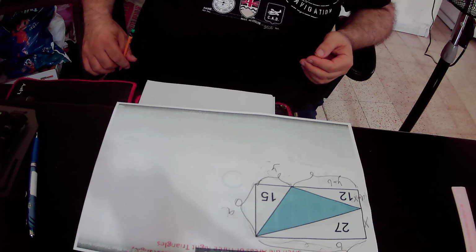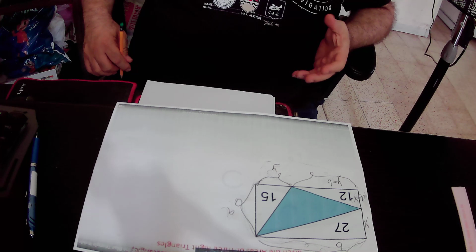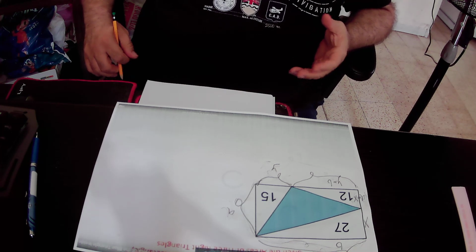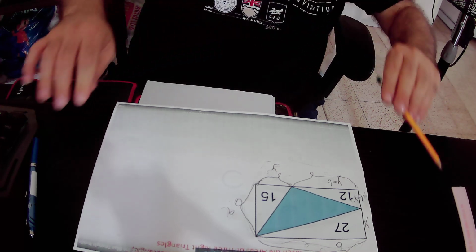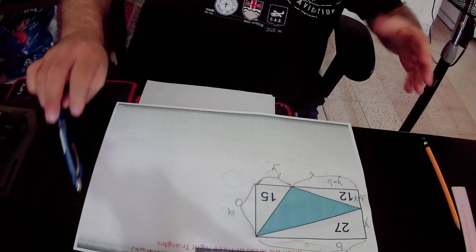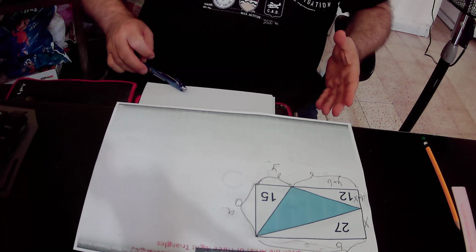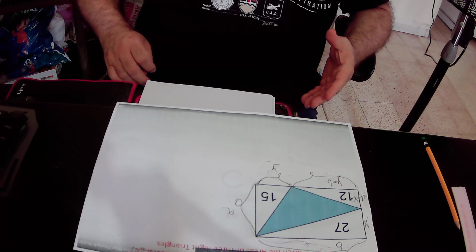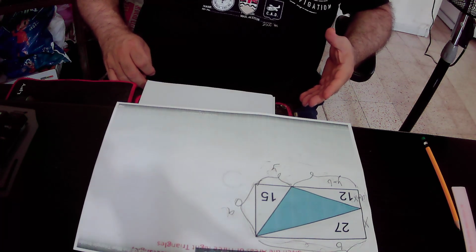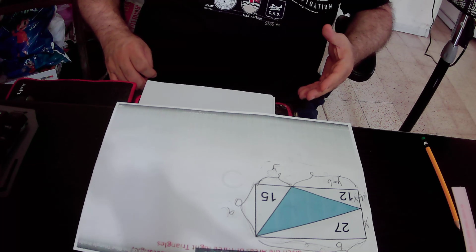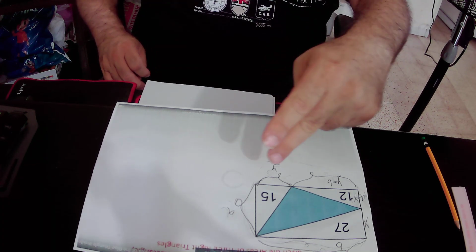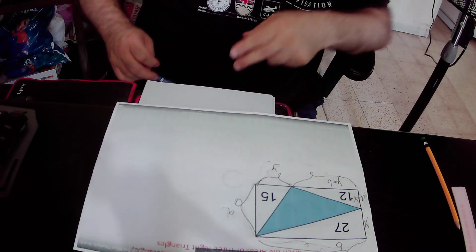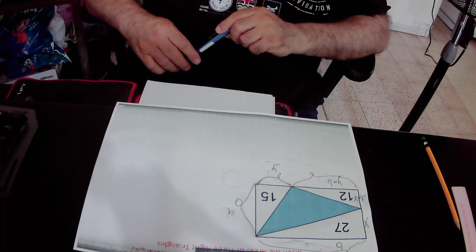So in the next step we will create the formulas to calculate the area of those three right triangles.